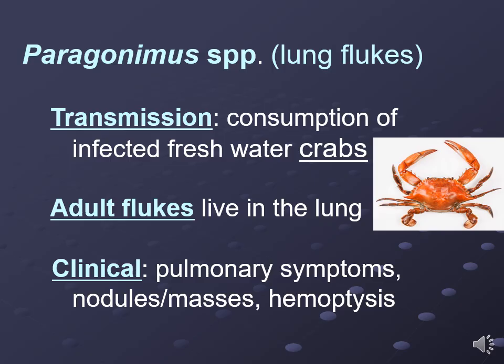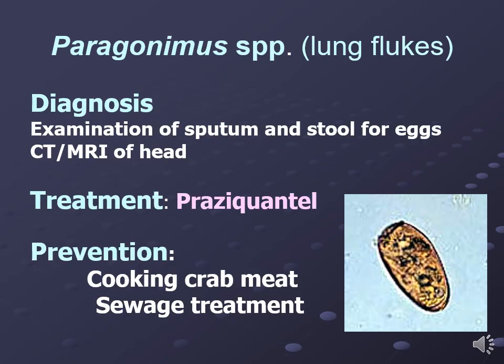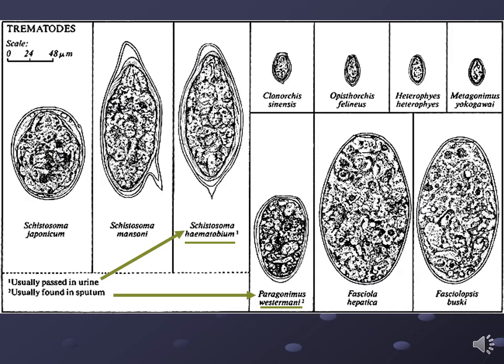Adult flukes live in the lung, and clinically pulmonary symptoms may appear, or you may find it as a nodule or a mass on CT scan of the lung. Hemoptysis can occur as well. Diagnosis, examination of the sputum and stool for eggs. Interesting. You may find the egg in the stool. I leave it to you to think how the egg of a lung fluke would appear in the stools. CT or MRI can be helpful in the diagnosis, not of the head, of the lung, of course. Treatment, praziquantel again, and prevention, cooking the crab meat and sewage treatment.